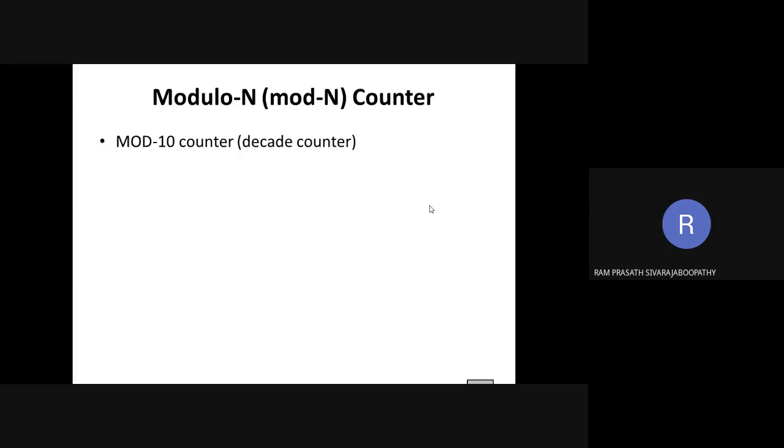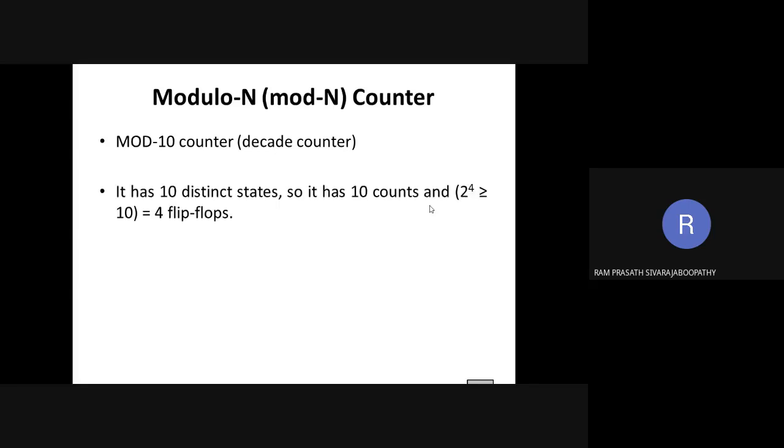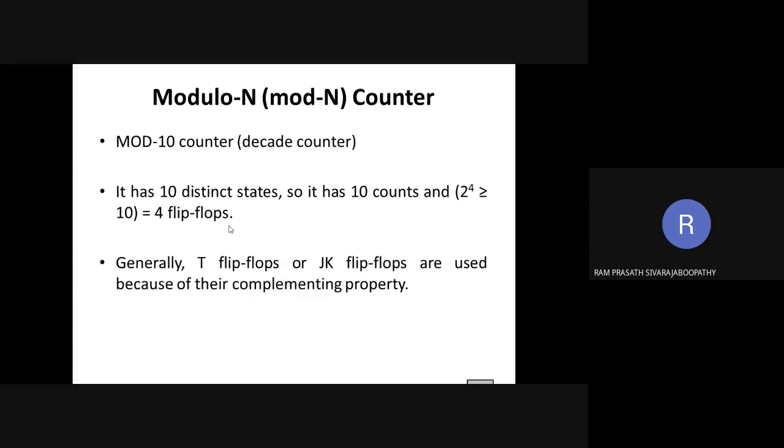Okay. So what do we call a mod 10 counter? That we can call a decade counter. It means it has to count only from 0 to 9. It has 10 distinct states, so it has 10 counts. So 2 to the power 4 greater than or equal to 10. So we need 4 flip-flops. As far as counting is concerned, it is 0 to 9: 0 0 0 0, 0 0 0 1.